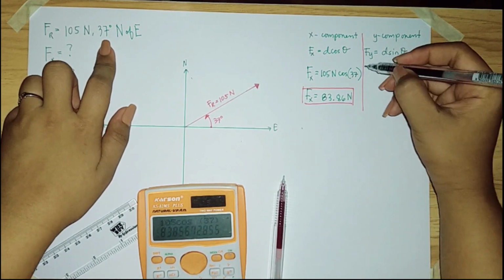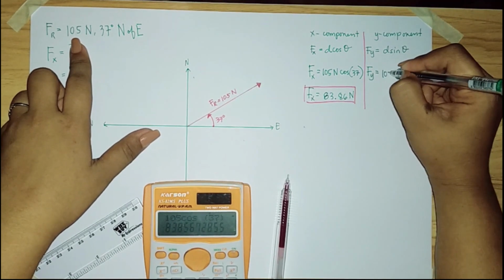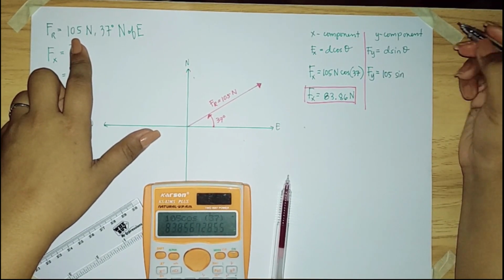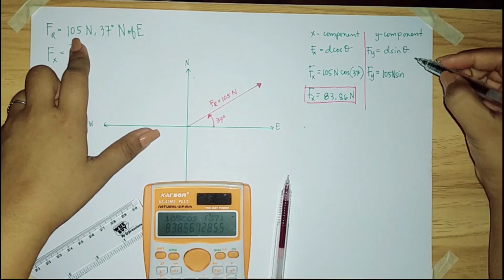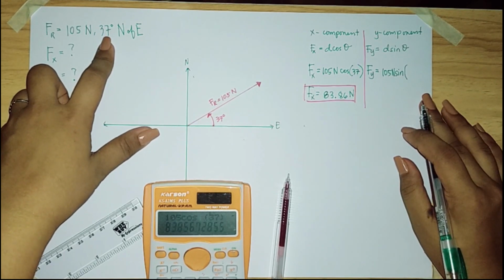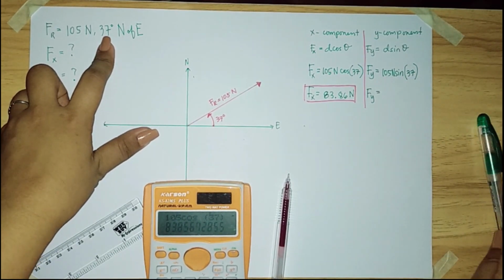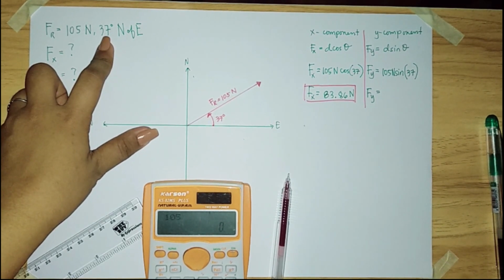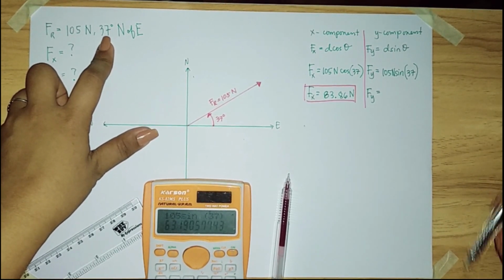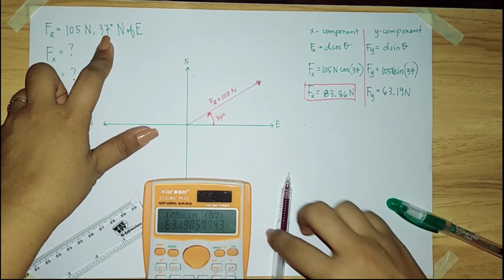Now, we have here our f sub y. So, we have here our d for the magnitude. We have 105. Copy the sine. And, by the way, let's have here our unit. 105 newtons, sine. Substitute your theta, your angle, 37. That is our f sub y. Where earlier you used cos, here it is sine instead. So, it's still the same. 105, sine. Press sine, 37. That's it. We have 63.19 newtons.